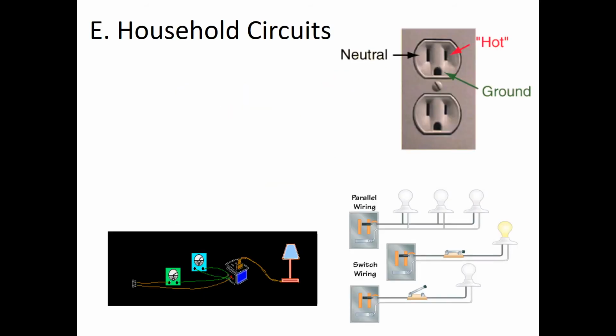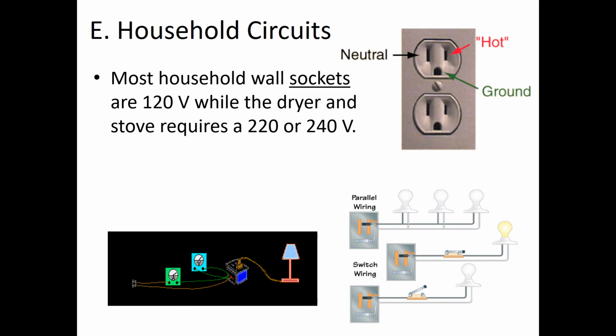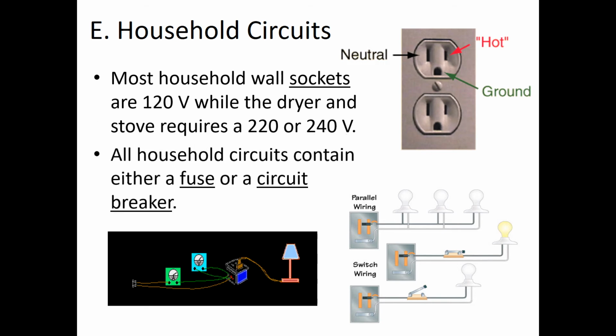So in a household circuit, we have a neutral, hot, and a ground. Most household walls use 120 volt alternating current, while your washing machine and dryer and stove probably use 220, 240. Fridge, depending on what, is probably 120. We also have fuses. It's basically a very thin piece of metal.